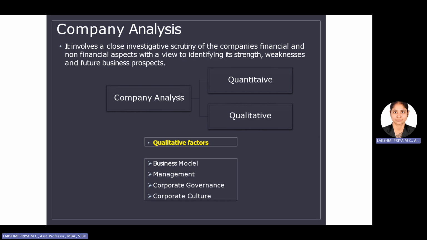Some of the qualitative factors that affect the value of the company shares are business model, management, corporate governance, and the corporate culture of the business. The business model describes the way in which the company makes money. It may be simple or it may be complex. Even before making a financial analysis, the investor must know what exactly the company does.